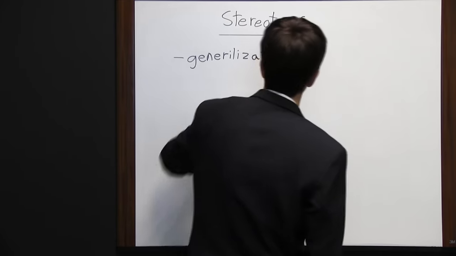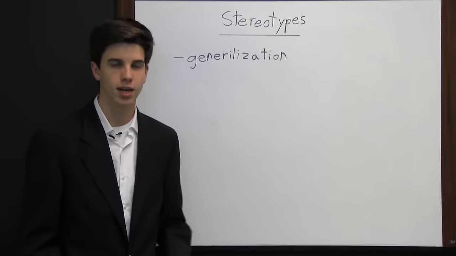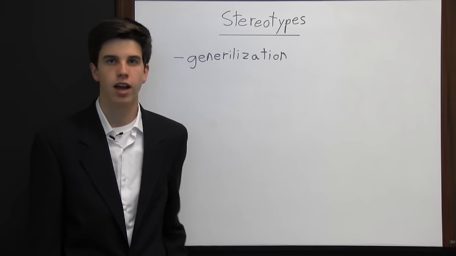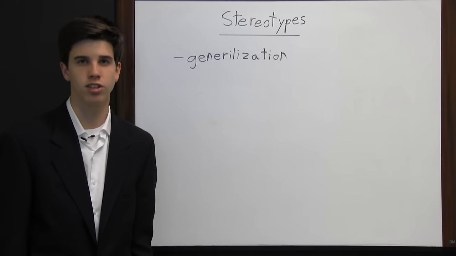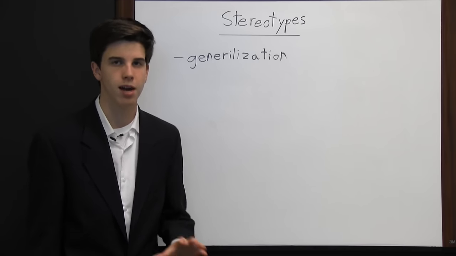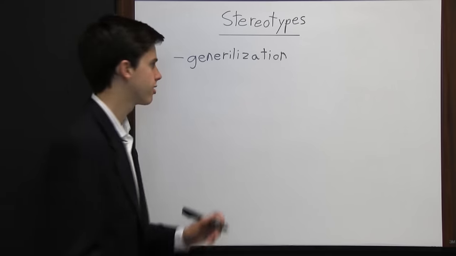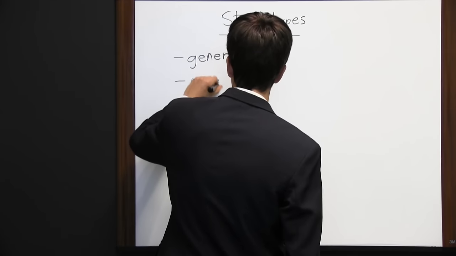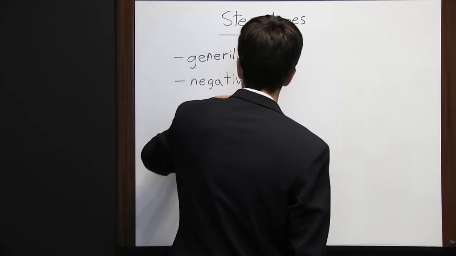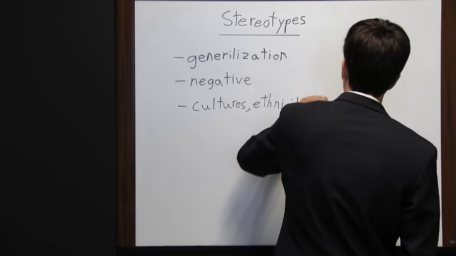And a generalization is basically where you look at a specific group of people and you take what is true for some of the people and apply it to everyone. Like, take for example, if I said everyone in Nebraska is a corn farmer. Now, there are many corn farmers in Nebraska, but not everyone there is a corn farmer. So I took what was true for a few people and applied it to everyone in Nebraska. So that's a mild case of a stereotype, because most stereotypes are negative. You may have heard some negative stereotypes towards specific cultures, ethnicities, and religions.